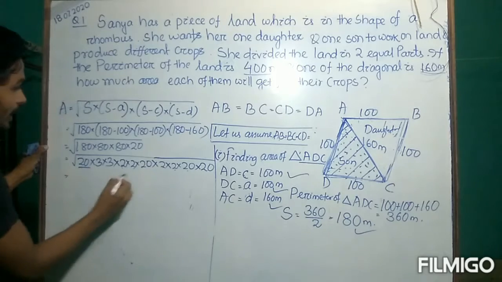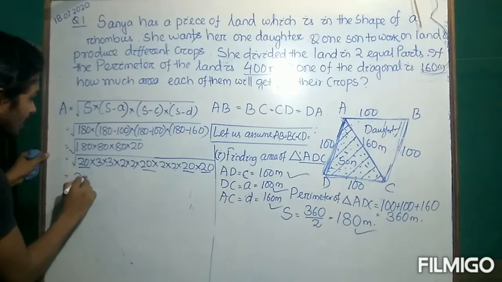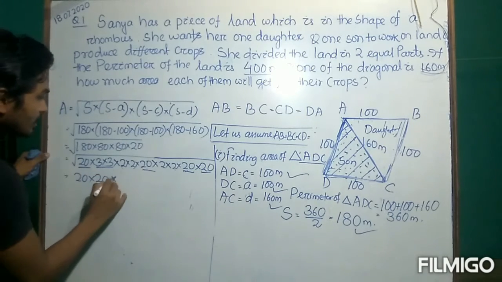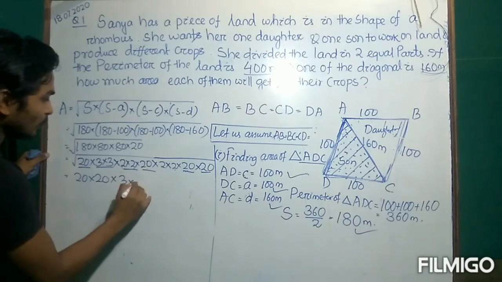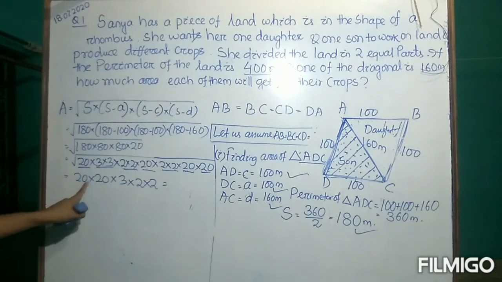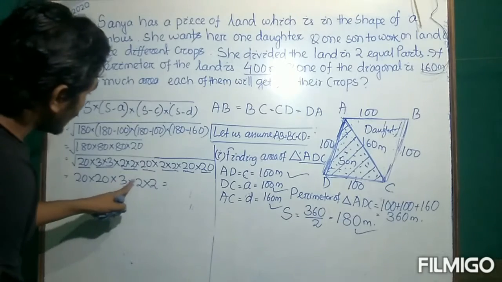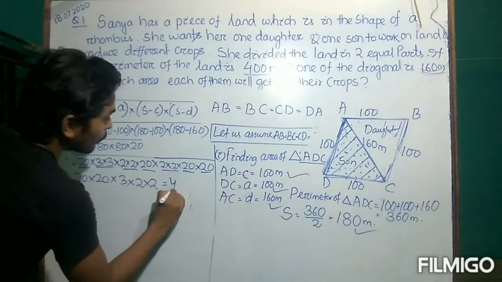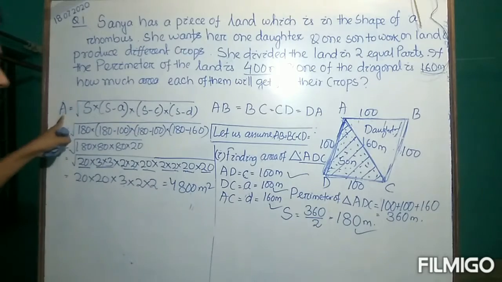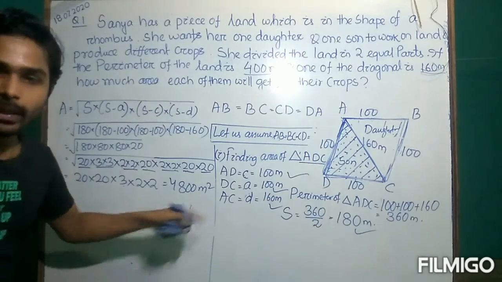Now you can see there is 20, 20, 20, 20. So for 20 twenties you can write 20 into 20 once, for this pair of 20s again you can write 20 into 20. Now there are two 3s, so only one 3. Two 2s, one 2. So it will be 20 into 20 into 2 into 2 into 3, which is 4800 meter square. So the area of triangle ADC is 4800 meter square.